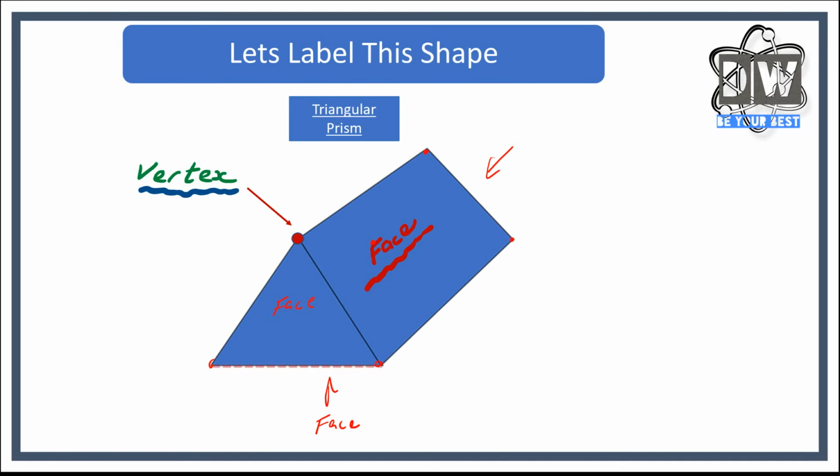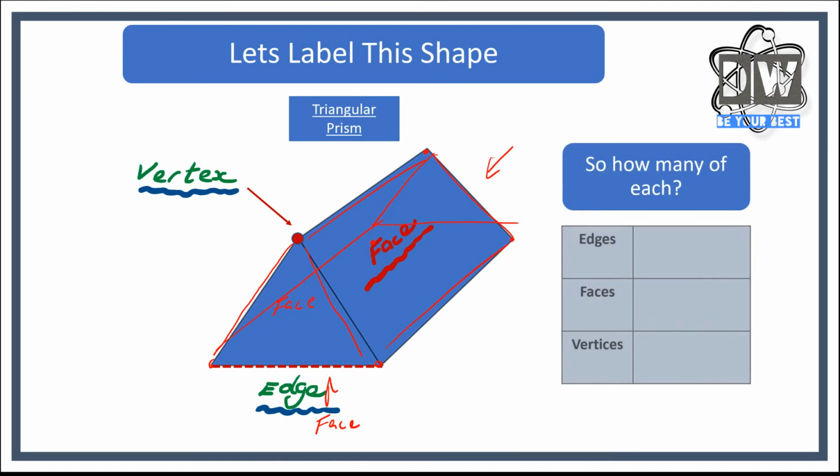Then we've got our edges. We've got lots of edges. This is an edge here. This is another edge, another edge, another edge. You get the point. All of those are edges. Also another edge through there. So how many of each do we have? We have 9 edges, 5 faces, and 6 vertices.